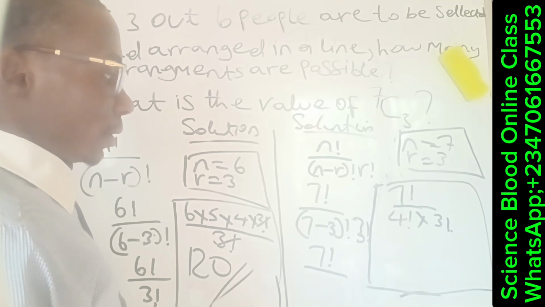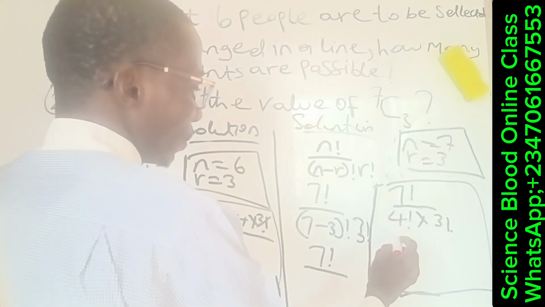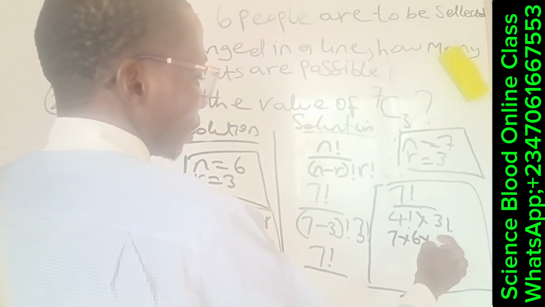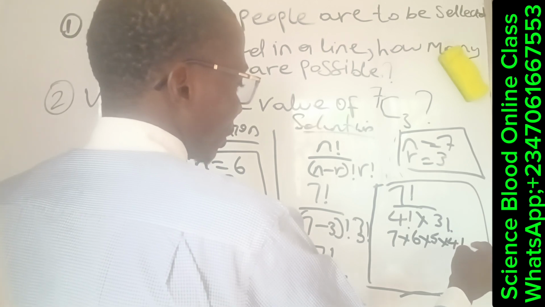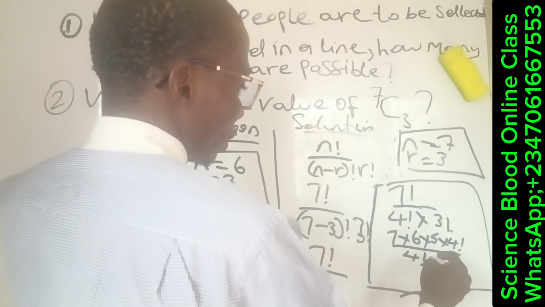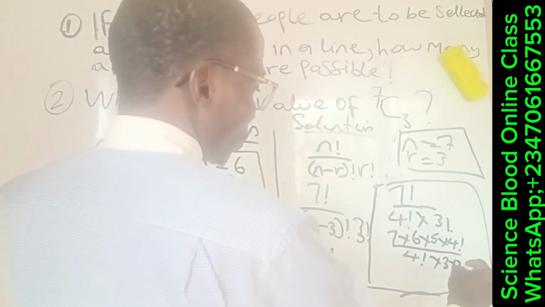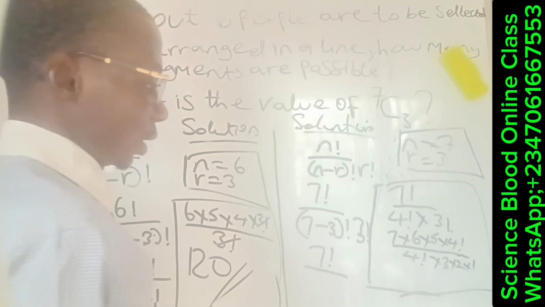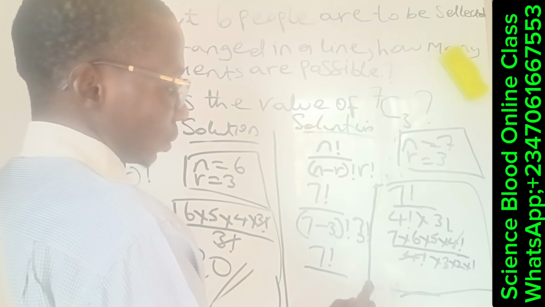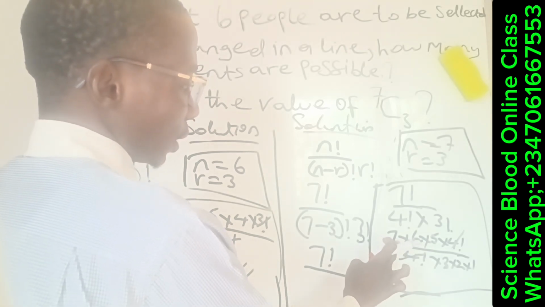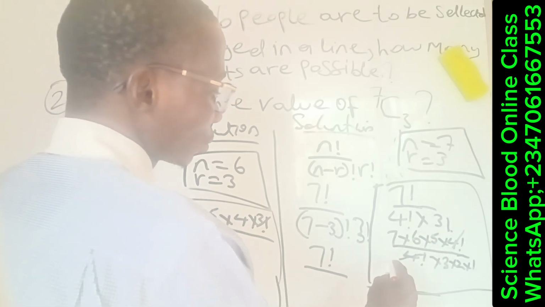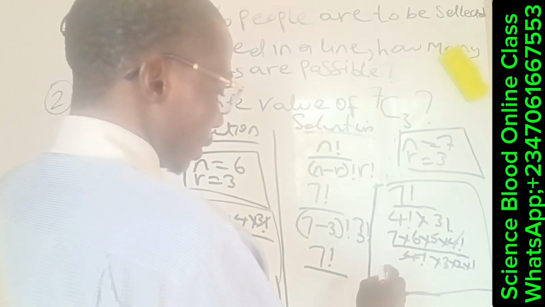At this stage, we can simplify further by splitting the numerator: 7 multiplied by 6 multiplied by 5 multiplied by 4 factorial, everything all over 4 factorial multiplied by 3 times 2 times 1. You don't have to waste much time here. 4 factorial can cancel 4 factorial. So 7 times 6 gives us 42, times 5 gives us 210.